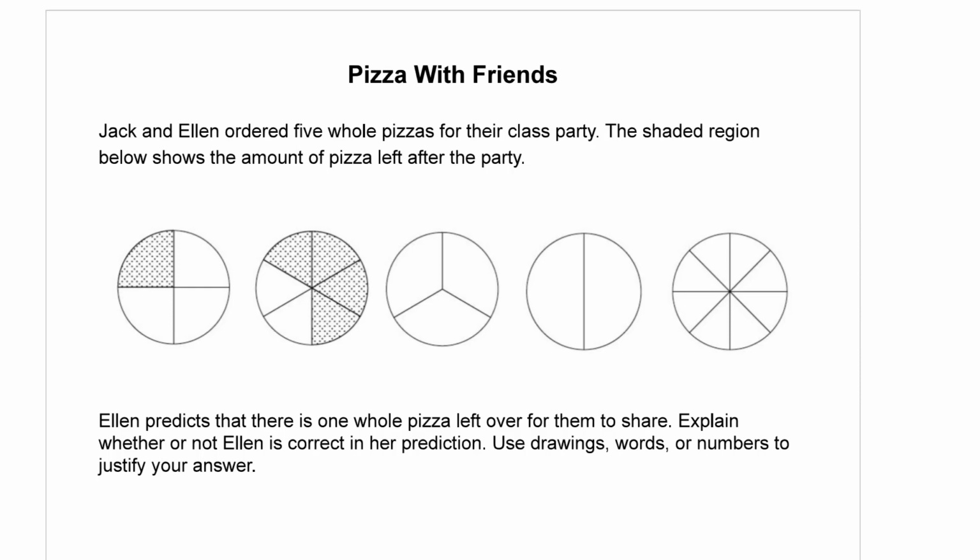Okay, so Jack and Ellen ordered 5 whole pizzas for their class party. The shaded region below shows the amount of pizza left after the party. So I think that we're looking at this area right here and these ones.